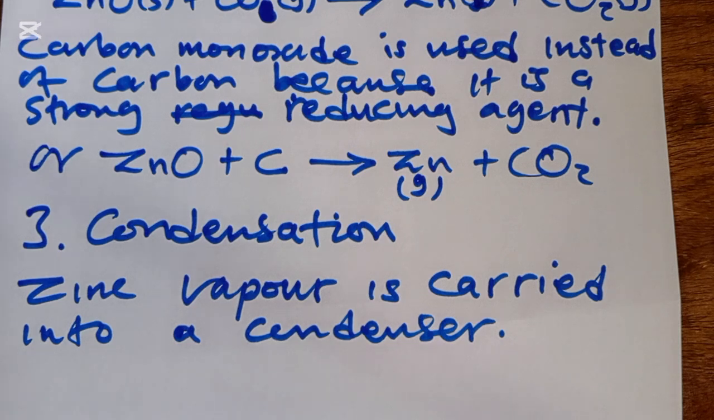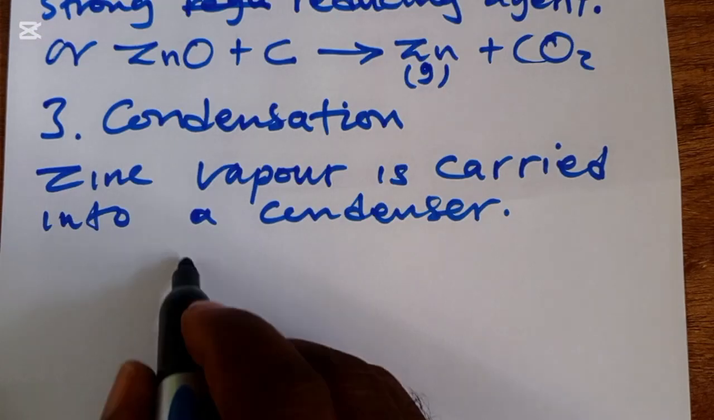So these are the 3 processes involved in the extraction of zinc. The first process is concentration. The second one is roasting. Then the third one is condensation. Remember that the zinc produced during this reduction method is a gas. Now that zinc vapor will be carried into a condenser. Then we can look at the uses of zinc.